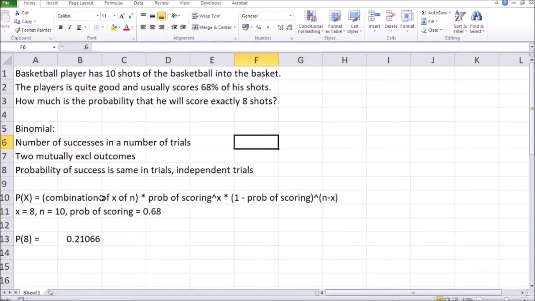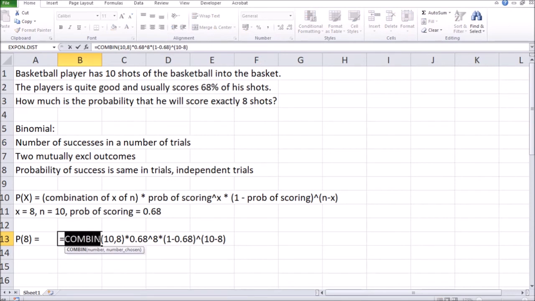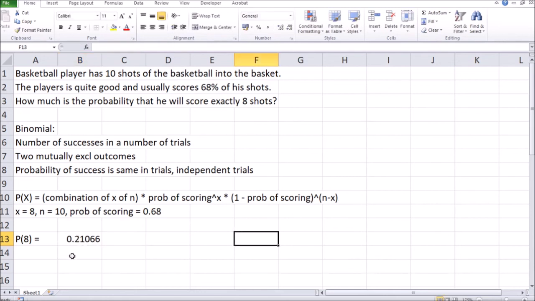The formula for a particular number of successful attempts with a binomial probability distribution is, as you see here on the screen. And next, let's just plug the numbers into this formula. One thing we'll have to know is the combination formula, which is also built into Excel. So you can just type equals COMBIN, that will give you a combination of 8 out of 10. COMBIN, open the brackets, 10, 8, multiply that by the probability of success to the power of the number of successes that we need, to the power of 8, multiply that by 1 minus the probability of success to the power of n minus x. All of that gives you nearly 21% of scoring exactly 8 out of 10 shots.